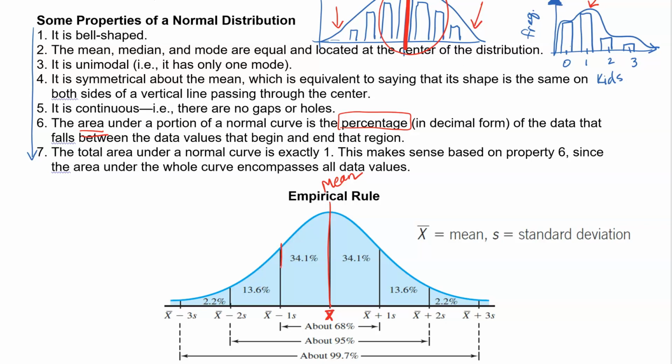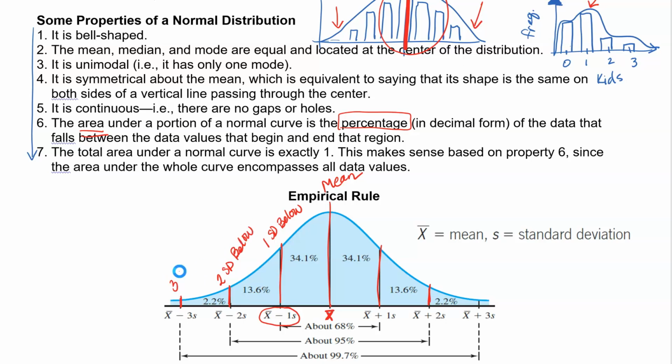Every line on this curve represents a standard deviation. So down here where it says x bar minus 1s, it's just saying 1 standard deviation below average. I like to write it like this: 1 standard deviation below. And then this line is 2 standard deviations below.